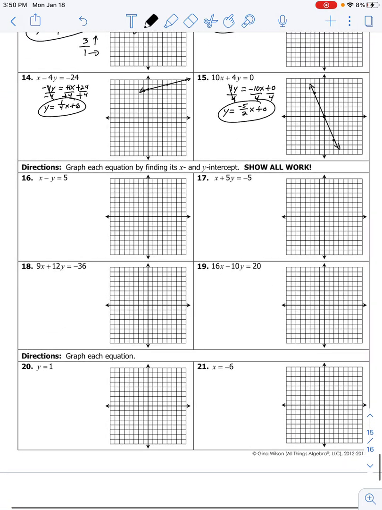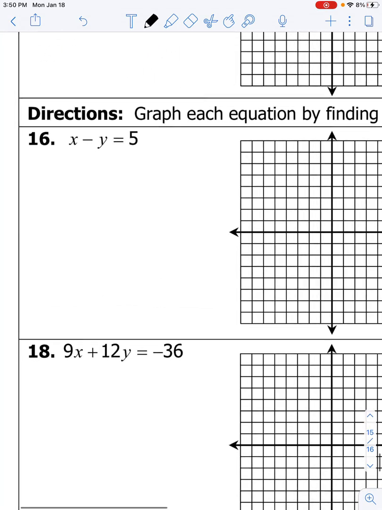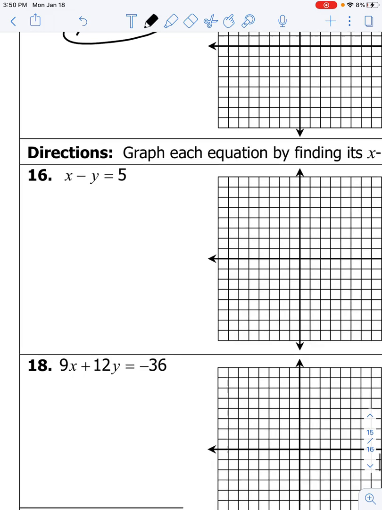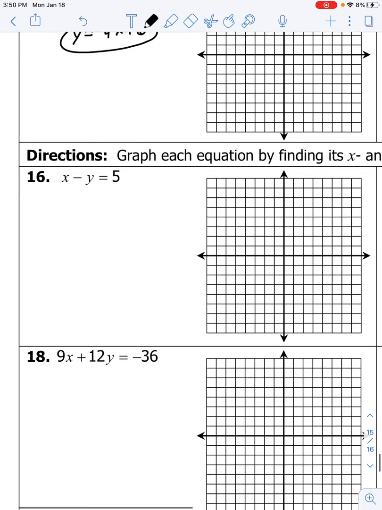All right? Okay, these last 6 problems, what they want us to do is find the intercepts and plot the intercepts. So pretty much completely different than what we just did. So it needs to be in standard form. Well, this already is, okay? So since it's in standard form, for the x-intercept, we're going to take the y out, which makes that easy. X equals 5. So we're going to plot 5 on the x-axis.